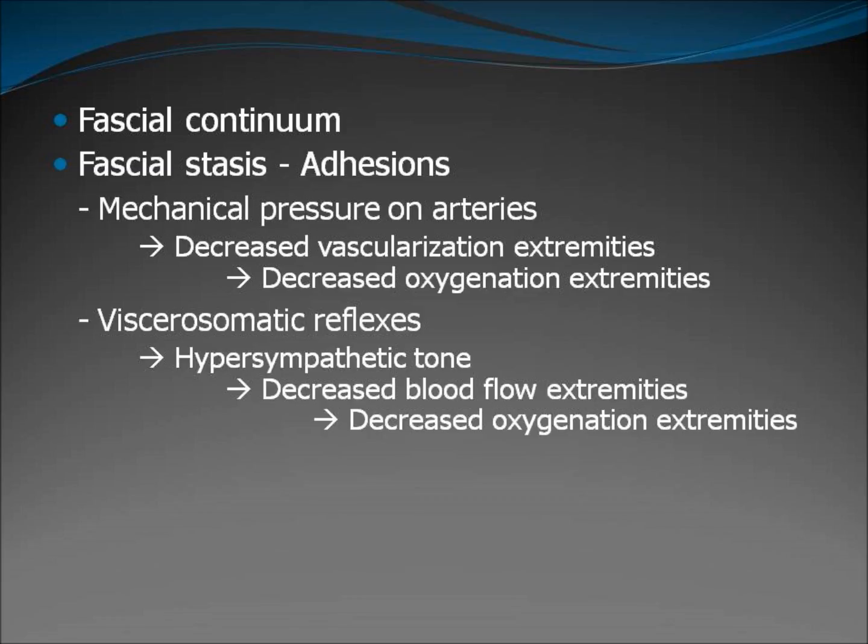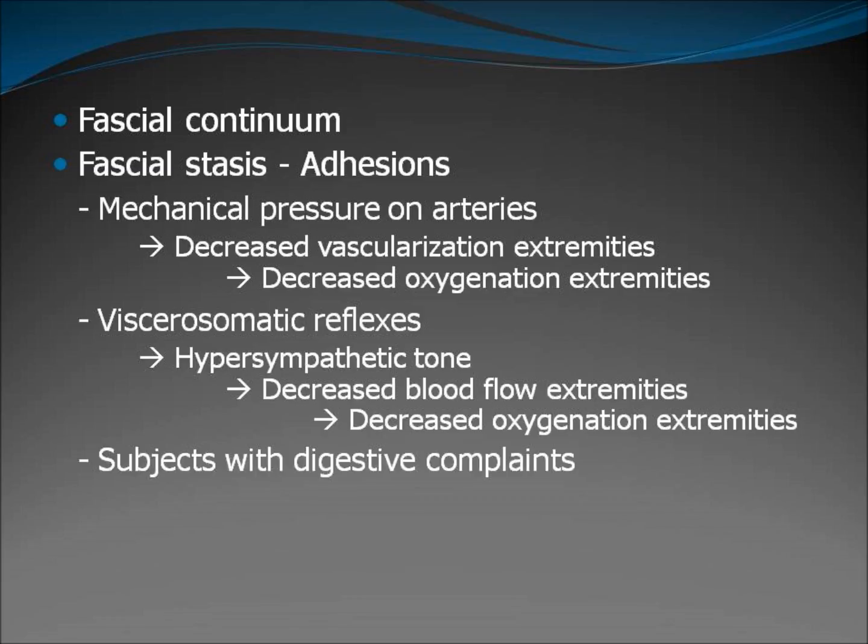Vasoconstriction to the viscera, skin and body wall, and vasodilatation of the blood vessels of the skeletal muscles, heart and lungs results from a normal sympathetic tone. In case of a hypersympathetic tone, there is a malfunction of this mechanism which can result in a decrease in blood flow and thus possibly decrease the oxygenation.